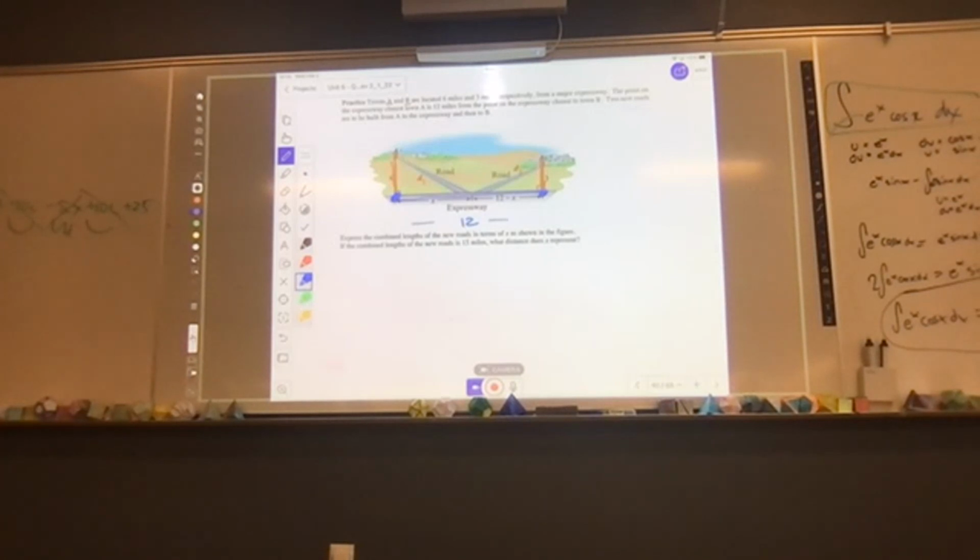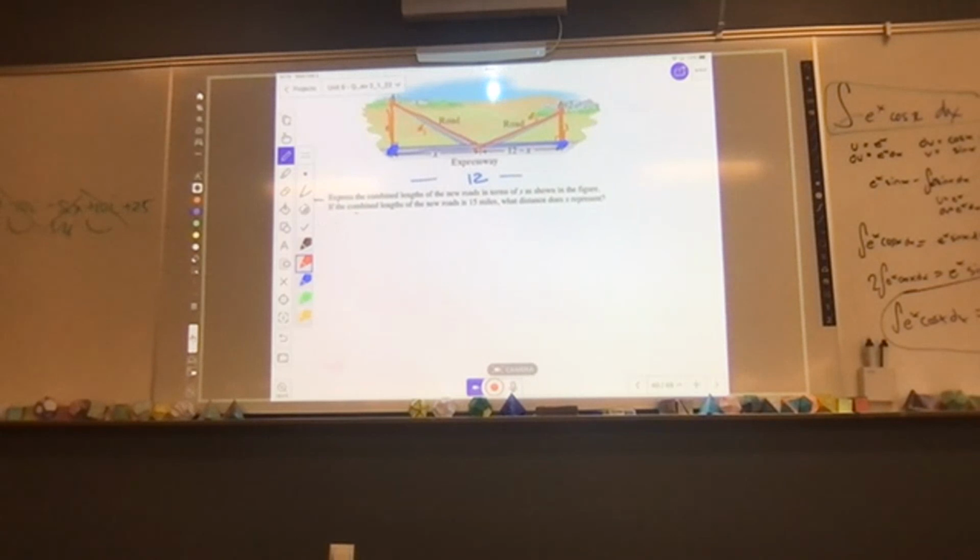All right. Now, they are building 2 new roads, from A to the expressway and from B to the expressway. They have some length. I don't know the length. I'm going to call them D1 and D2. We want to express the combined lengths of the new roads in terms of X, given that the combined lengths of the new roads equals 15 miles.